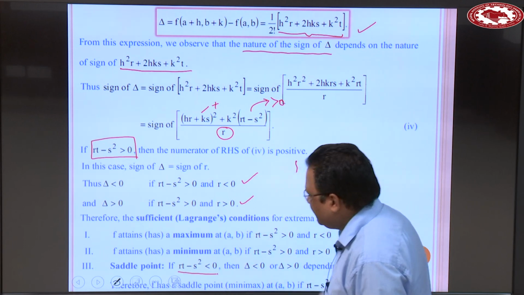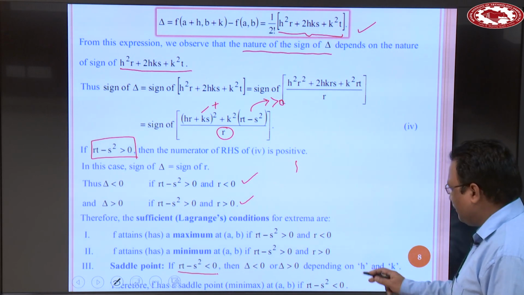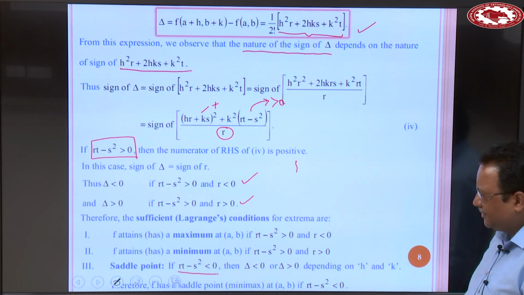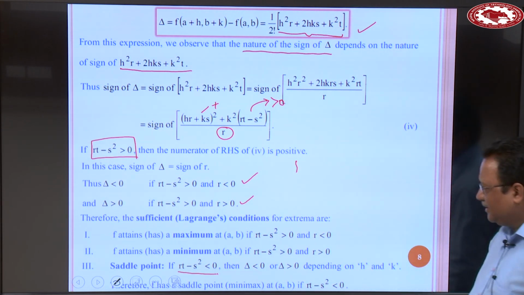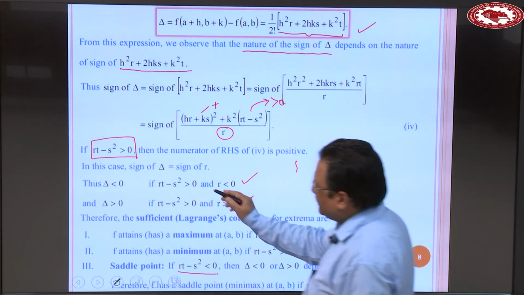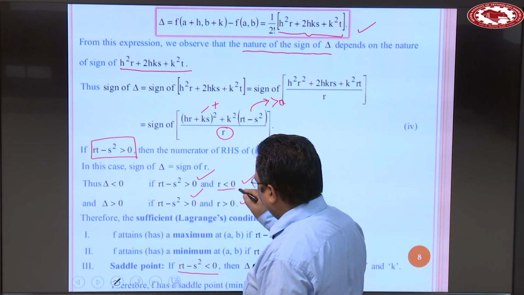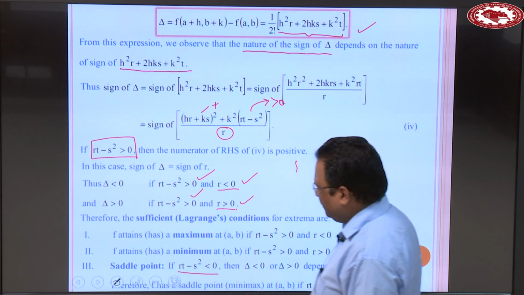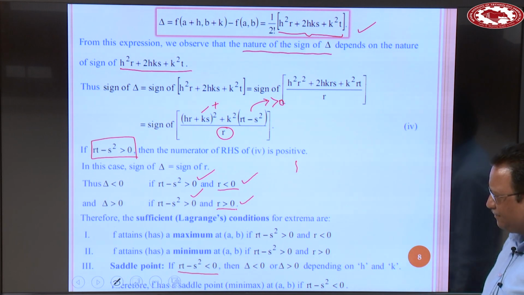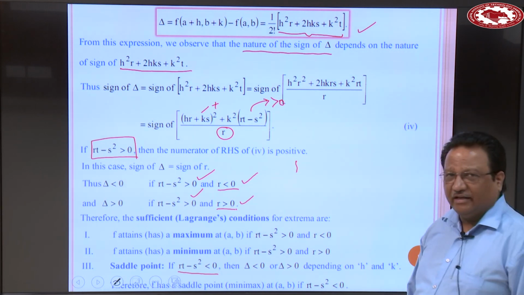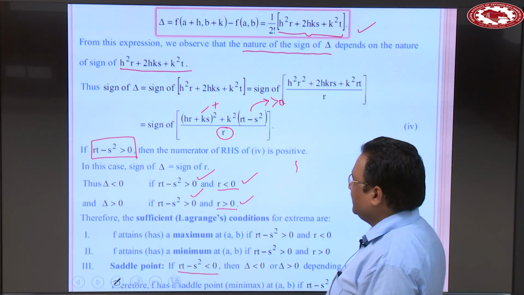Now, if this one is less than 0, then del less than 0 or greater than 0 depends upon h and k. Therefore, f has a saddle point at (a, b) if r t minus s square is less than 0. So, when this one is greater than 0, the nature of the sign depends upon the value of r, and if this is less than 0, then del less than 0 or greater than 0 depends on h and k. Therefore, f has a saddle point, also known as minimax, at (a, b) if r t minus s square is less than 0.